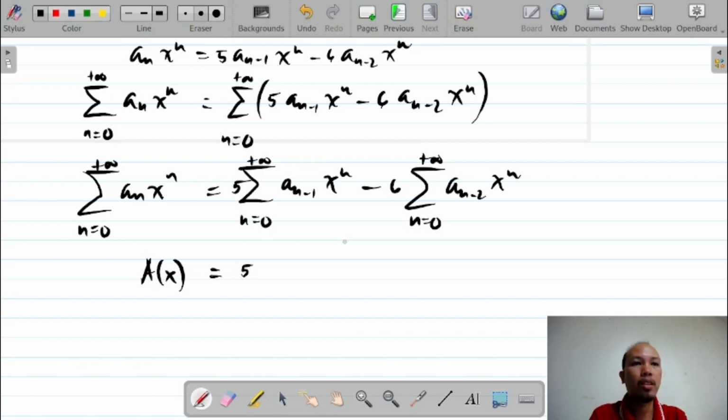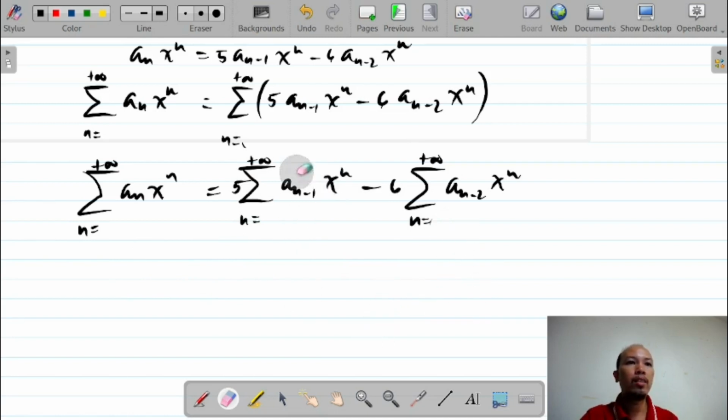It will not work. Why? Because when n is equal to 0, as you can see here, we have a sub negative 1. Okay? And we don't have a term which is a sub negative 1. Okay? So it will not work. So I guess let's erase this one here. Okay? Let's replace this with 2, not 1. Okay? Not 1.